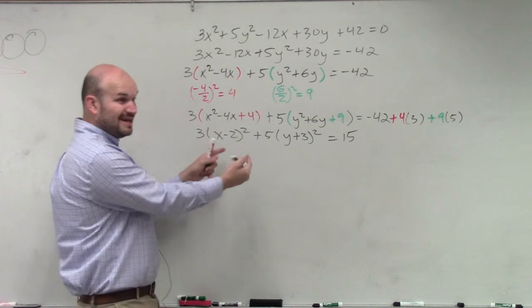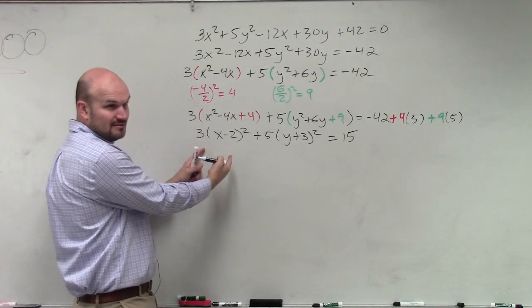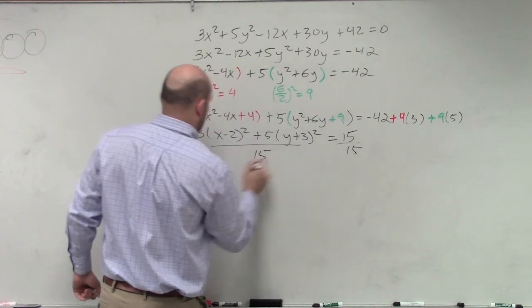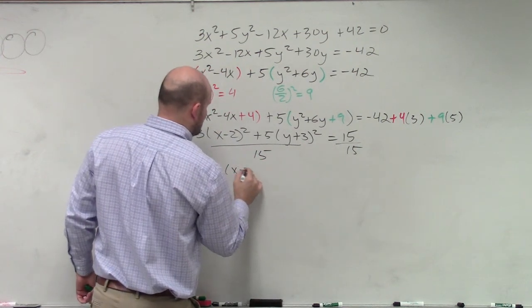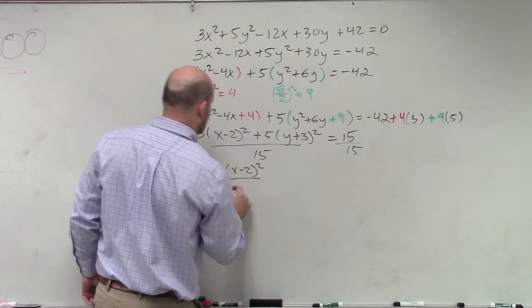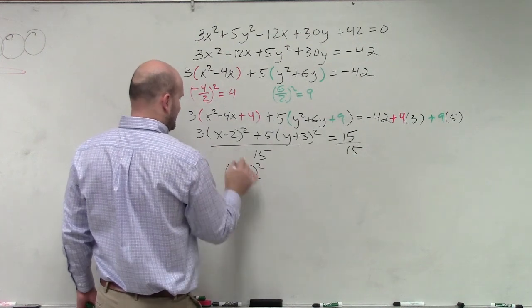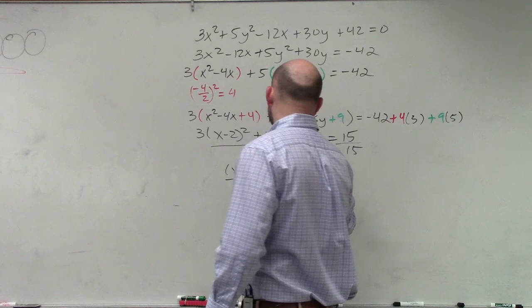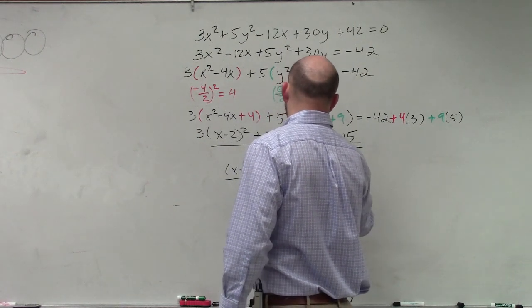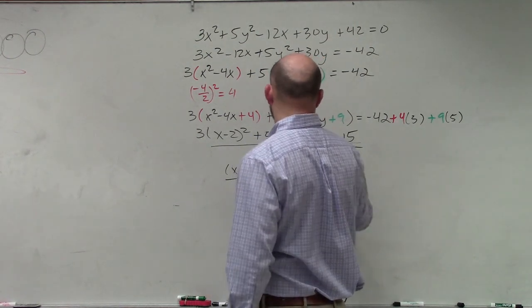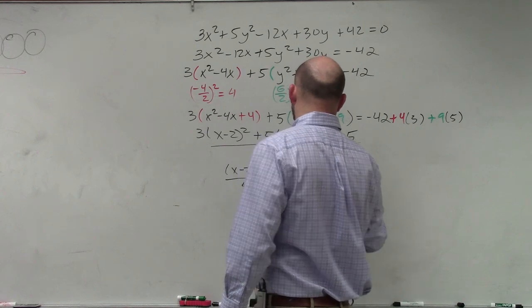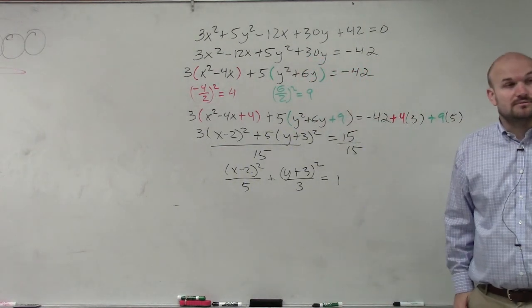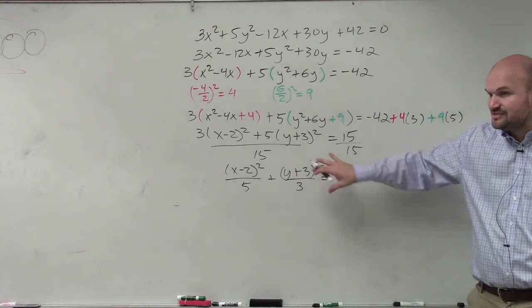OK, now, again, do we even want it in this format? No, we want to. So now we have x minus 2 squared over 5 plus y plus 3 squared over 3 equals 1. So now it's in this format.